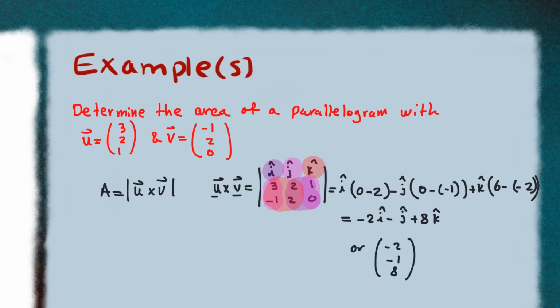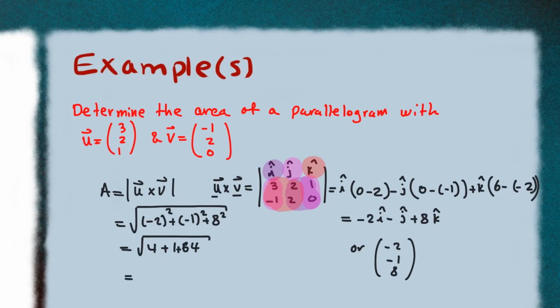The magnitude of the area then becomes the root of the x component squared plus the y component squared plus the z component squared. And when we put all those values in, we'll get the root of 4 plus 1 plus 64. And that will give us root 69, which is approximately 8.31 units squared in 3 significant digits.